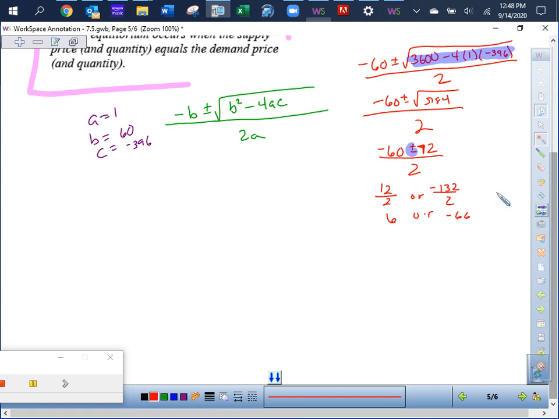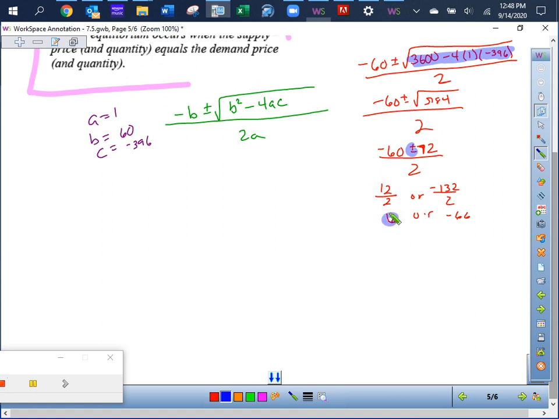Then you got to go answer the question. They say, how many of each little thing do you have to make or sell or whatever they're doing to get market equilibrium? What do you think? 6 products or negative 66 products. Yeah, we got to throw the negative one away. Even though it's the algebra part, it's 6, whatever they're doing in that case. Sometimes both of them, you never know, could both make sense. But in this case, we got to throw the negative one away.